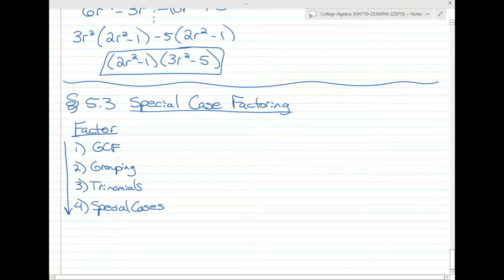So we laid the foundation with GCFs. It seems like everyone gets that okay. GCFs were involved in grouping. Grouping was involved in trinomials. And now special cases kind of brings everything together.